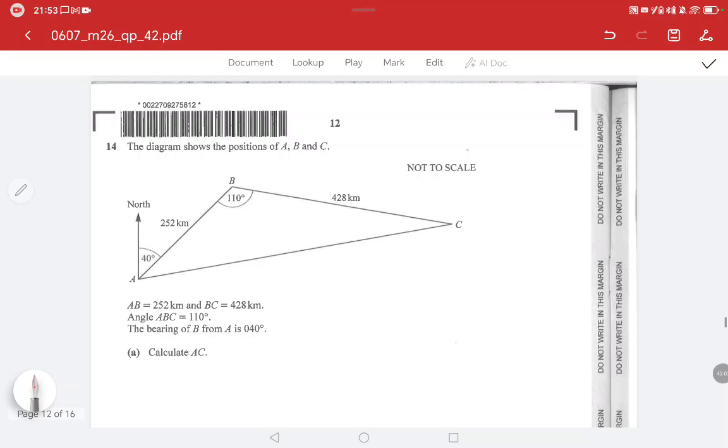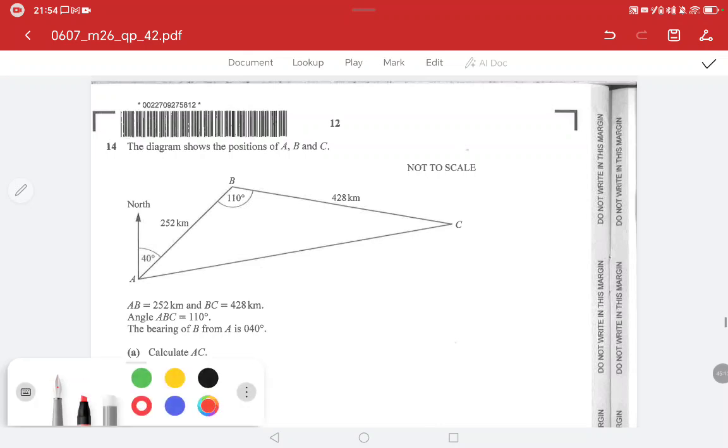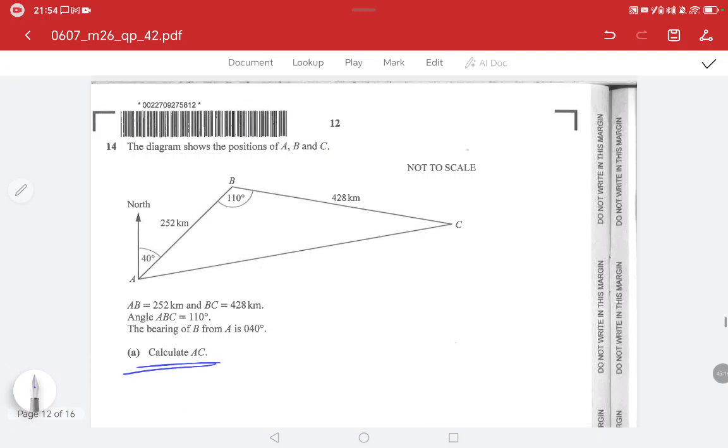Next one, it's trigonometry and bearing as well. Okay, let's see. They said calculate AC. AC is this one. Usually I like to tell my students, please, number one, ask yourself, is this a right angle triangle or not? No. So in this case, you cannot use trigonometric ratios. It must be a right angle triangle. And you cannot use Pythagoras because it is also for right angle triangles.